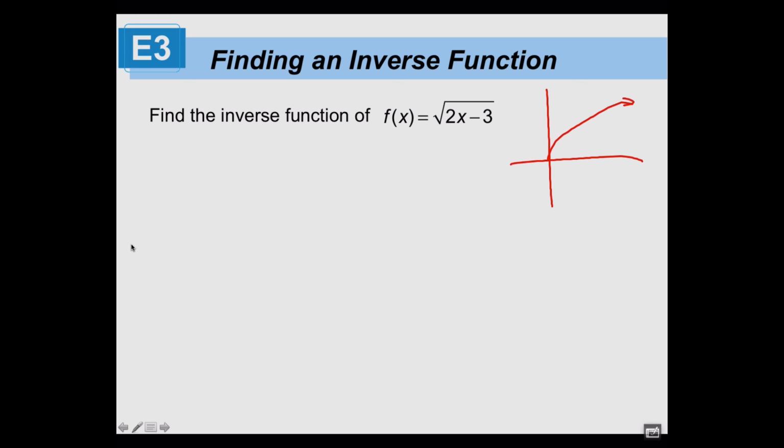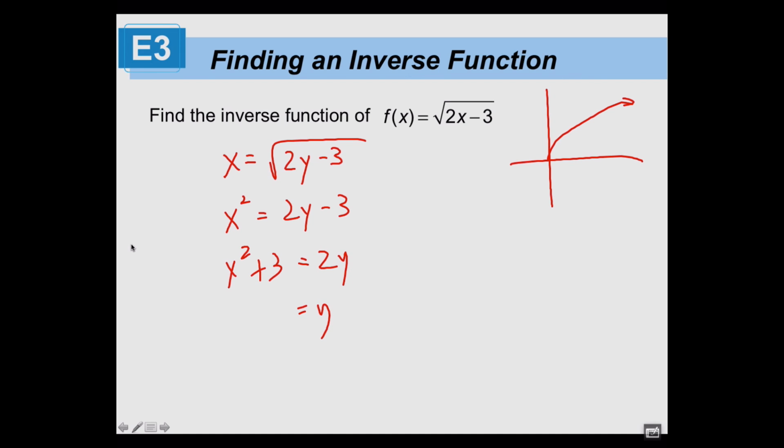Okay, so this is y, so we're going to change that into x, and then change the x into a y, and solve. How do I get rid of the square root? Square both sides. Add 3. Easy. x squared plus 3 equals 2y, so y is equal to x squared plus 3, all divided by 2, which, just to keep our notation correct, is the inverse of f, which is x squared plus 3 over 2. Okay, easy.